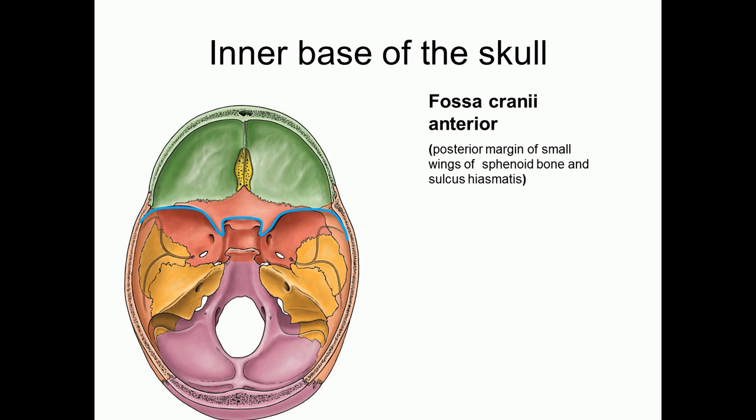And what is the border? The border is the posterior margin of the small wings of sphenoid bone and sulcus chiasmatis. You can find here all these structures: posterior margin of small wings and sulcus chiasmatis, corpus sphenoidale.